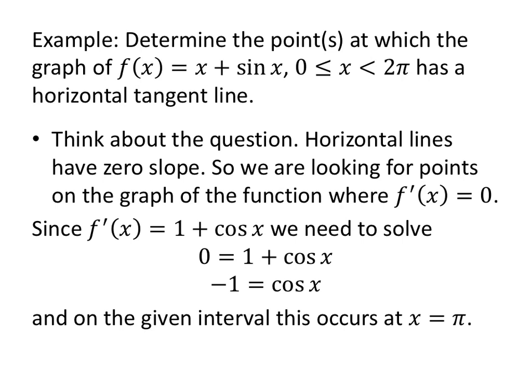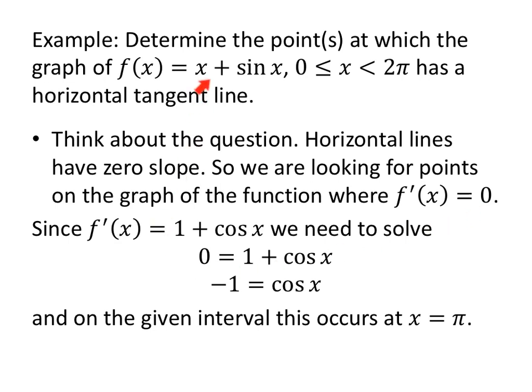All right. Let's determine the point or points at which the graph of f of x equals x plus sine of x in one interval from 0 to 2 pi has a horizontal tangent line. So let's break it down. Horizontal lines have 0 slope. So we're looking for points on the graph, right? Determine the points, looking for points on the graph where the derivative is equal to 0.